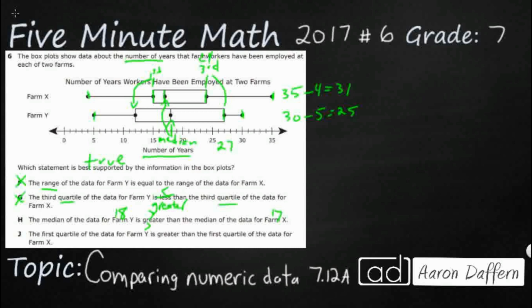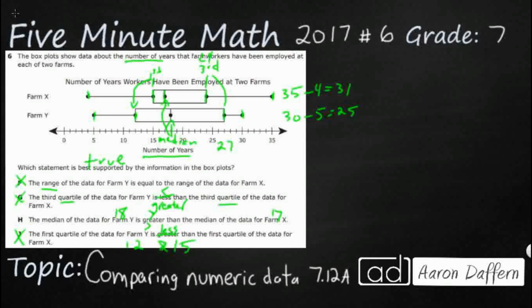Let's just check J. The first quartile of data for farm Y, so that is farm Y, that's going to be this 12 right here, is greater than the first quartile of data for farm X. And farm X is, oh, it's up there at 15. No, that is incorrect. So if we would have said less than, we would have been good. All right, so J is incorrect.